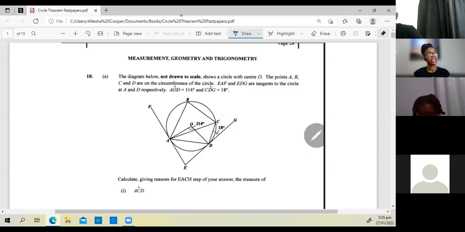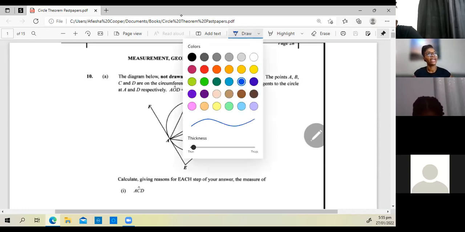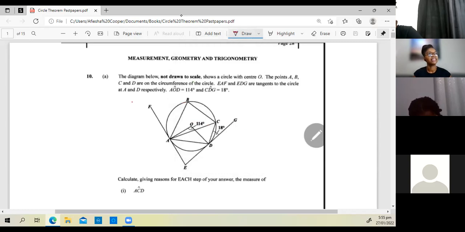EAF and EDG are tangents to the circle at A and D respectively, and angle AOD is 140 degrees and angle CDG is 18 degrees. So firstly, we want to calculate, giving reasons for each step, the measure of angle ACD. So again, we're going to participate. So where's angle ACD?